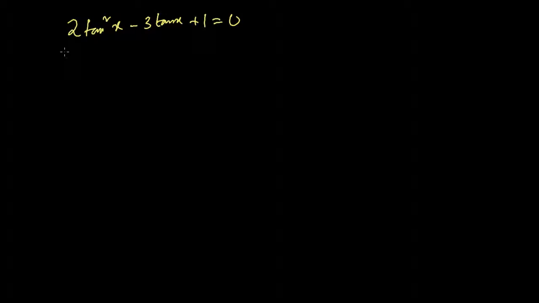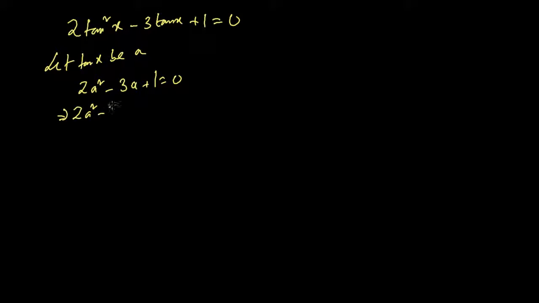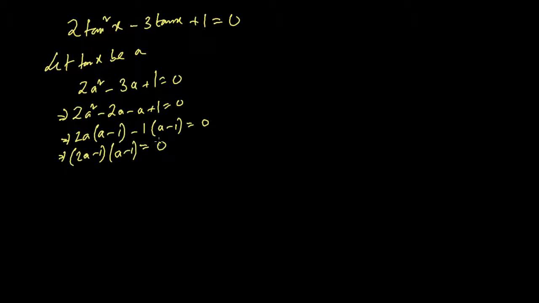Here always take the substitution to make the sum easier. Let tan x be a. So it becomes 2a squared minus 3a plus 1 equals 0. Now we can do middle term break. 2 ones are 2, so this would be 2a squared minus 2a minus a plus 1 equals 0. If I take 2a common, it would be a minus 1. If I take 1 common, it would be a minus 1 equals 0. So this would be 2a minus 1, a minus 1 equals 0. Therefore a equals half or a equals 1.